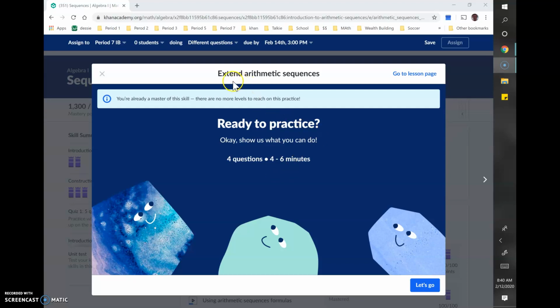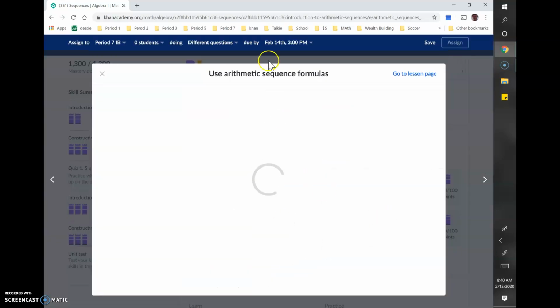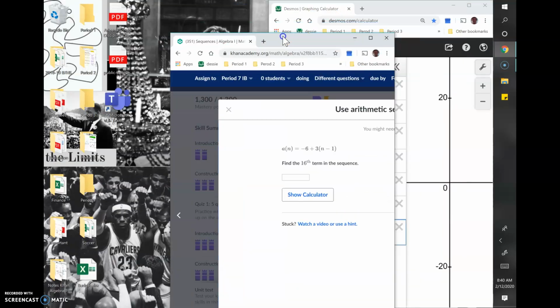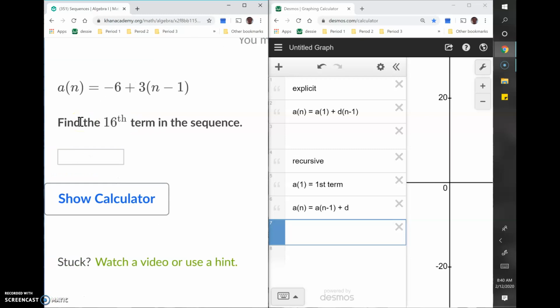Today's video will cover extending arithmetic sequences, which it will not actually cover. Today we'll actually use arithmetic sequence formulas, and there are two that we will see. We'll see the explicit version, and we will see a recursive version. And you know the difference. If it gives you two equal signs, you know it's recursive. If it gives you one, you know it's explicit. This one is obviously explicit.